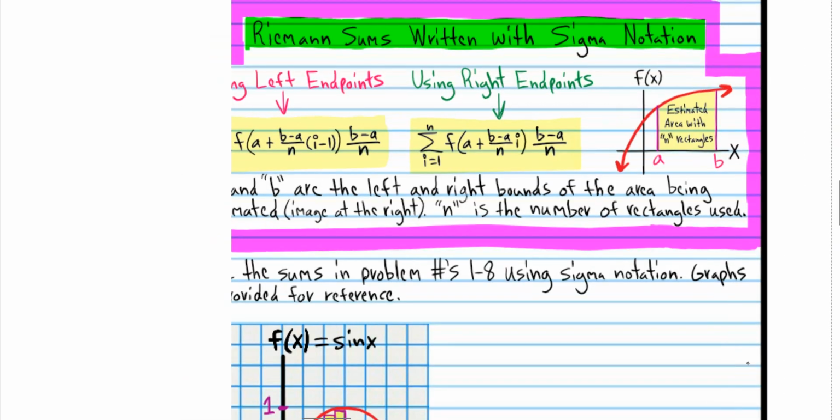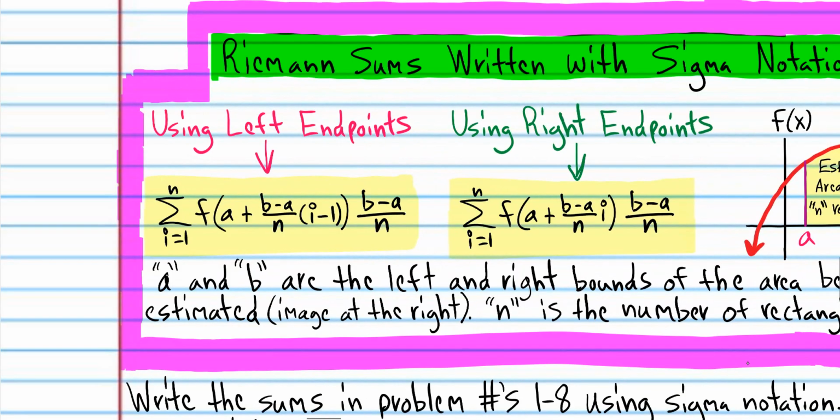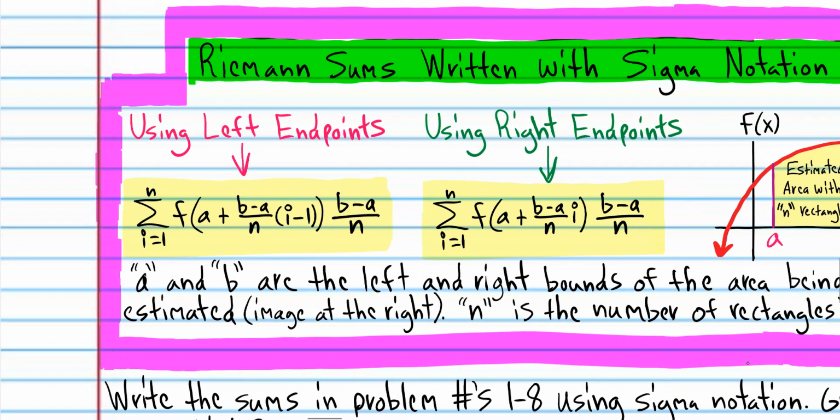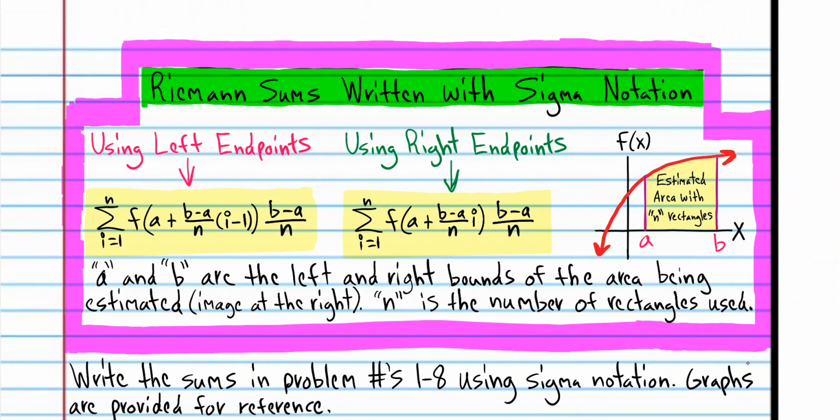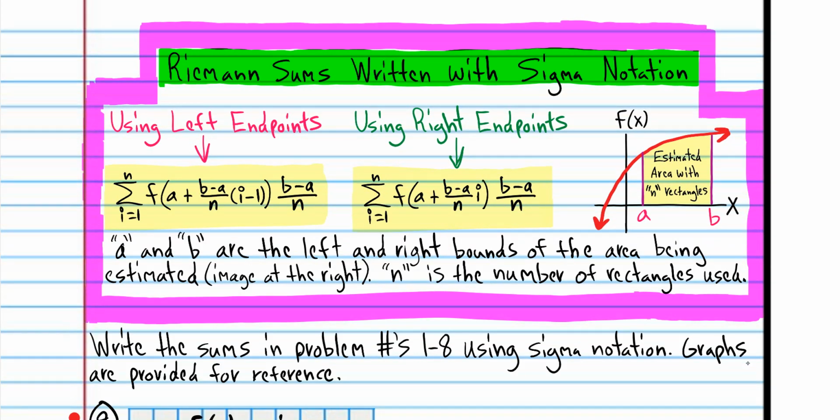It's important to understand that this expression here is the height of each rectangle, and this expression is the width. Alright? And this expression is the height of each rectangle, and this is the width of each rectangle if we're using right endpoints as opposed to left on the other formula. So these are the expressions that you're going to need to use to find the estimation that we're looking for.